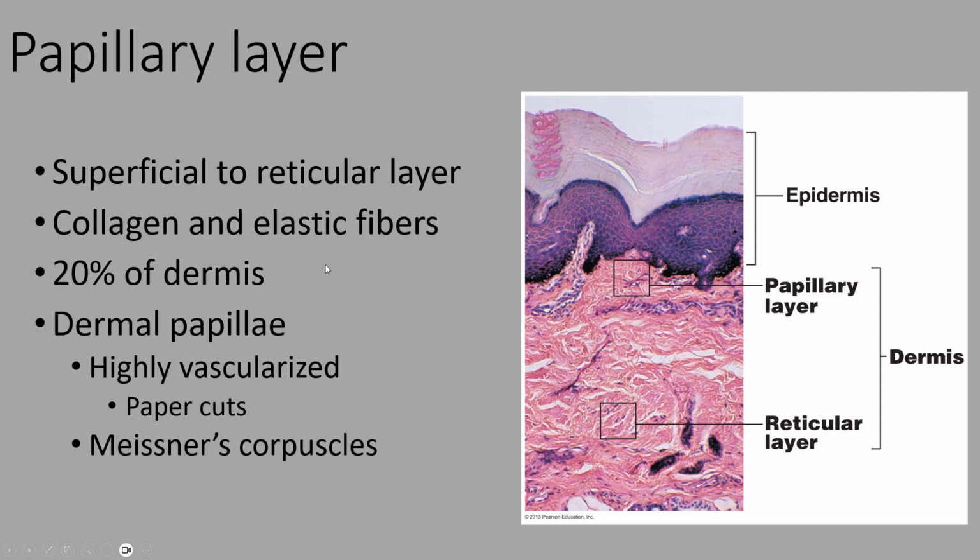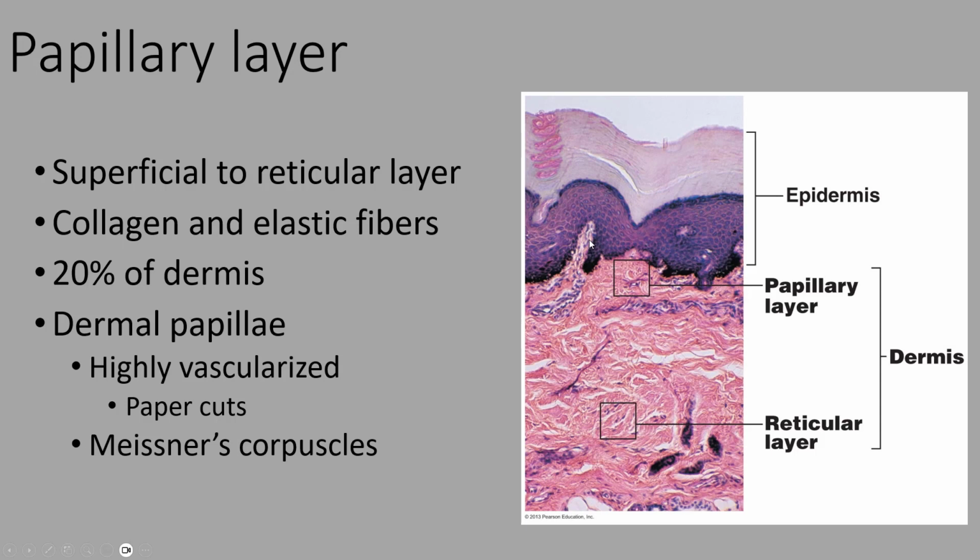And those dermal papilla are highly vascularized. So not only do they have a blood supply, they have a lot of blood supply. They are full of capillaries and some small arterioles and venules. So there's a lot of blood supply there. That's why if you get a small paper cut that goes all the way through the epidermis, it will bleed a lot. Even if it doesn't do a lot of damage, it will still bleed a lot because the papillary layer is so vascularized.